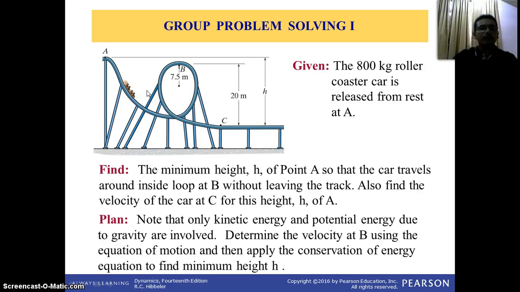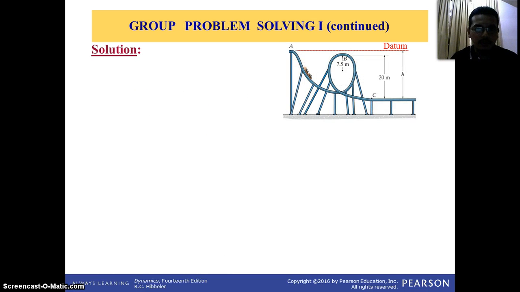So the plan: we note that kinetic energy and potential energy due to gravity are involved. Determine the velocity at B first. We need to find the velocity at B using the equation of motion we have learned in chapter 2 in dynamics, and then apply the conservation of energy equation to find the minimum height h. Okay, the solution.